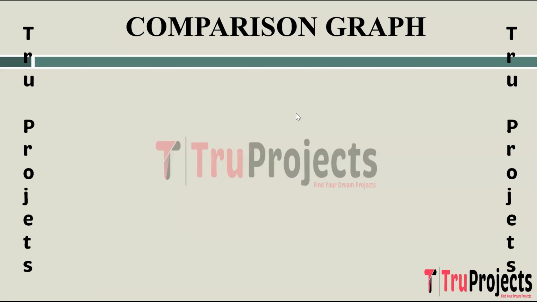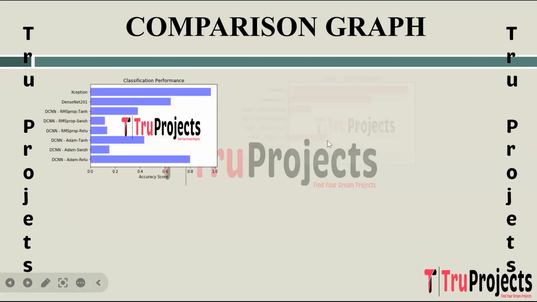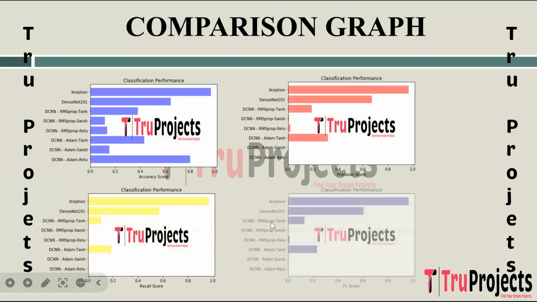Comparison graphs offer a visual breakdown of how a model performs across essential evaluation metrics. Models are compared with the parameters accuracy, precision, recall, and F1 score. This is the accuracy comparison graph. On the x-axis we have accuracy score, and on the y-axis we have algorithm name. Accuracy is a measure of the overall correctness of a classification model. It calculates the ratio of correctly predicted instances, both true positive and true negative, to the total number of instances.